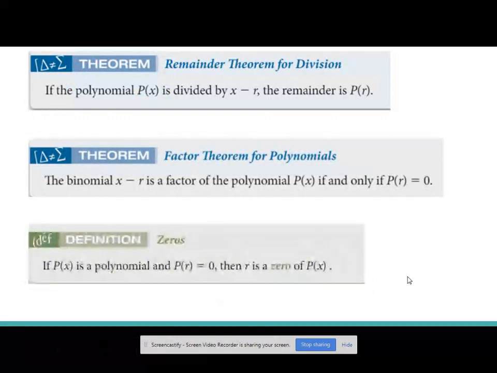The last thing here just says that if it is a factor, if this holds true, where p of r equals 0, then r is a 0 of the solution. So when you graph it, whatever this number r is, is where the graph crosses the x-axis. It's a 0 or a root.